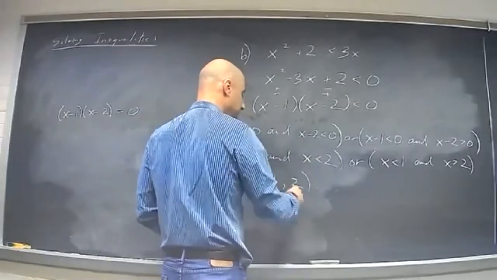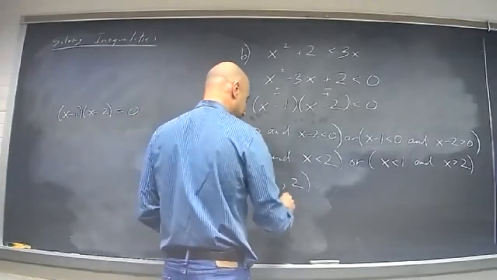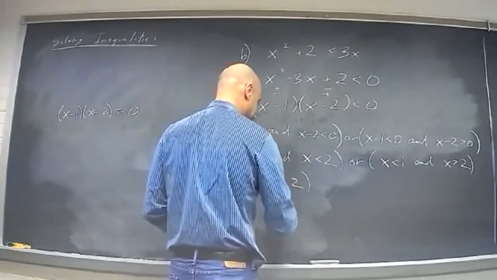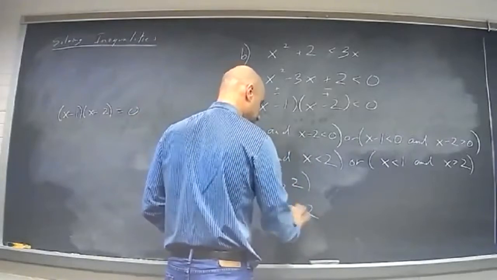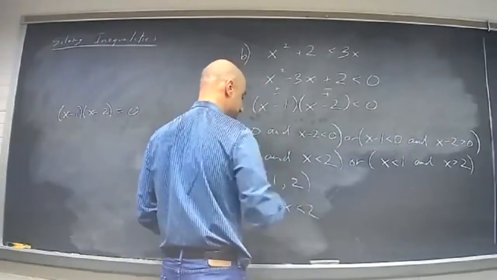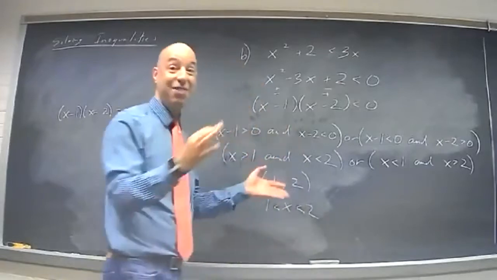Open interval 1 to 2. You don't have to write it like this. You could write it x is between 1 and 2. That's totally fine. You don't have to write both. Either one of these is fine. You could graph it.